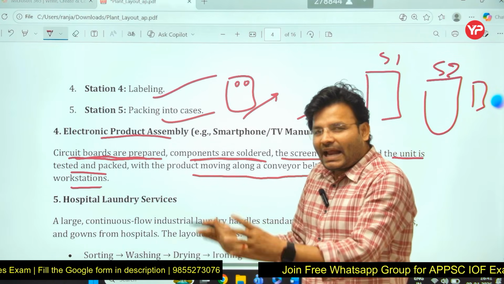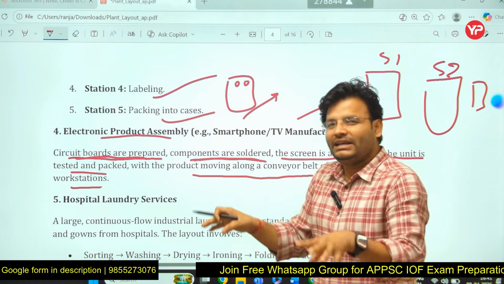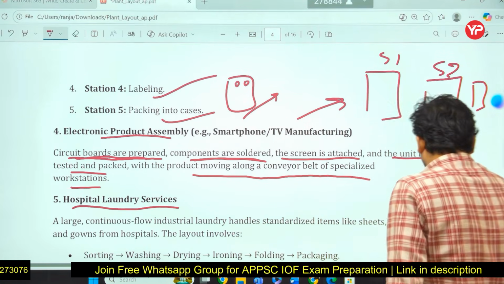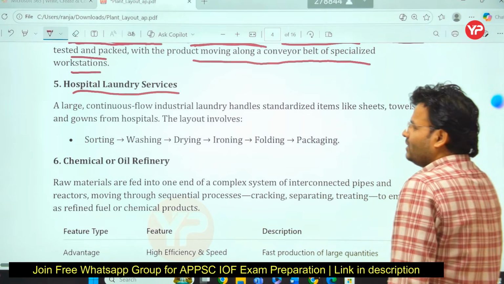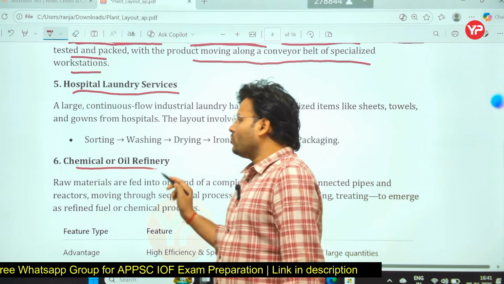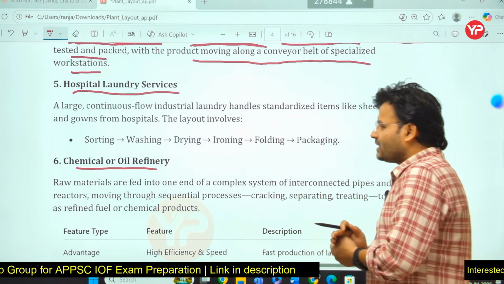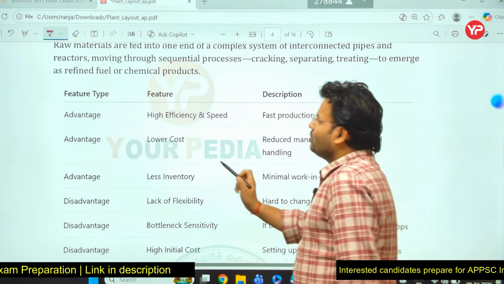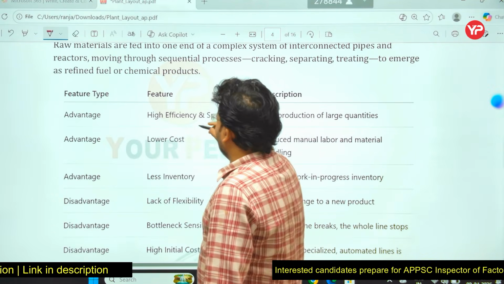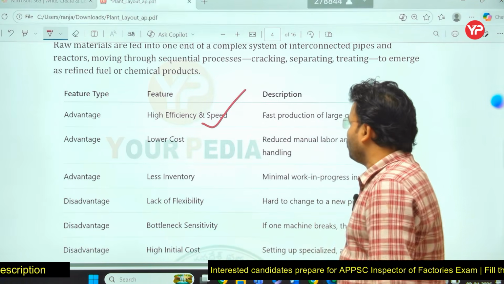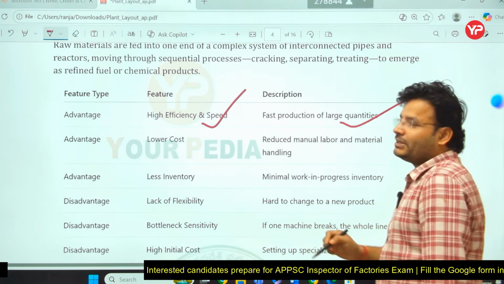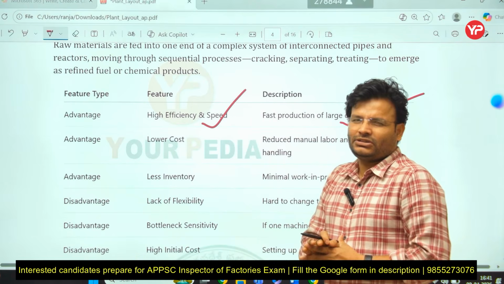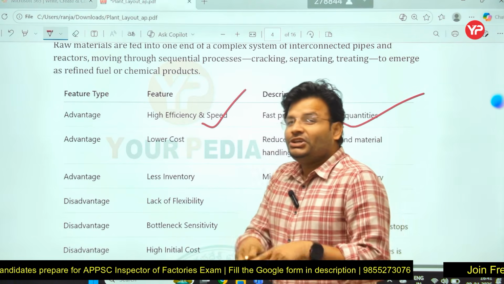Similarly, my dear friends, those are some examples of line layout. Hospital laundry service also comes in that category, and so do chemical or oil refineries. What is the advantage of this? It is highly efficient and the speed is good, with fast production of large quantities, because you have to produce similar products in mass production.